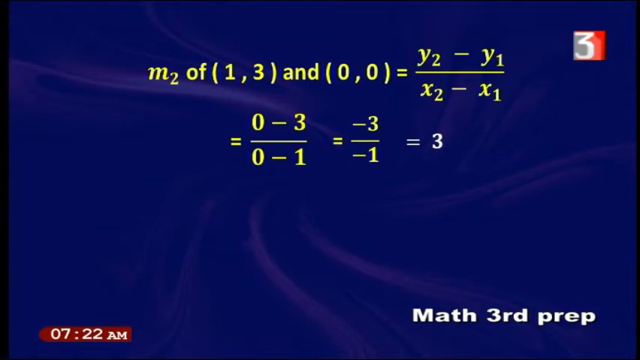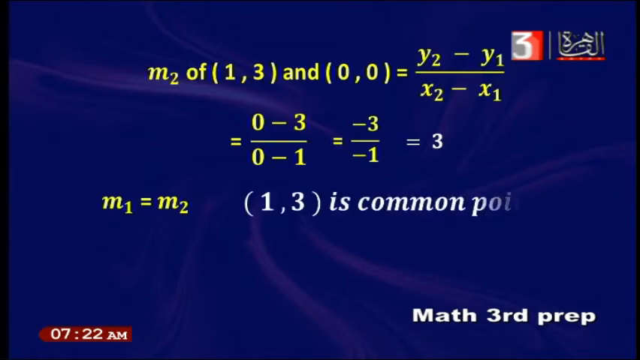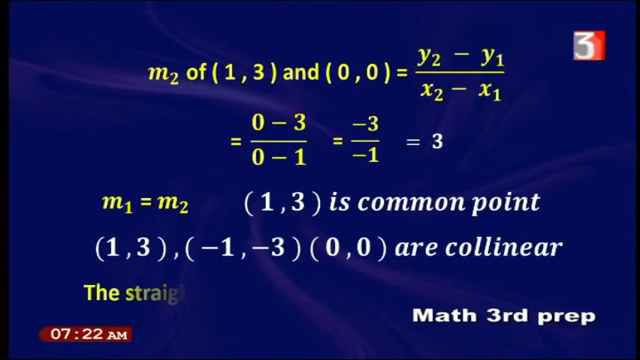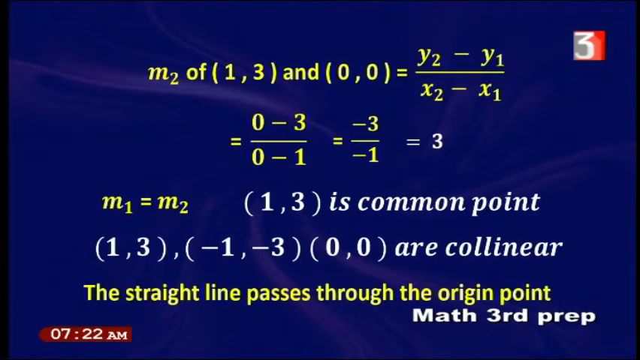So here you have the same slope. Then m1 equals m2. 2 equal slopes and 1 and 3 is a common point. This means that the points are collinear. And in this case, we can say that the straight line passes through the origin point.